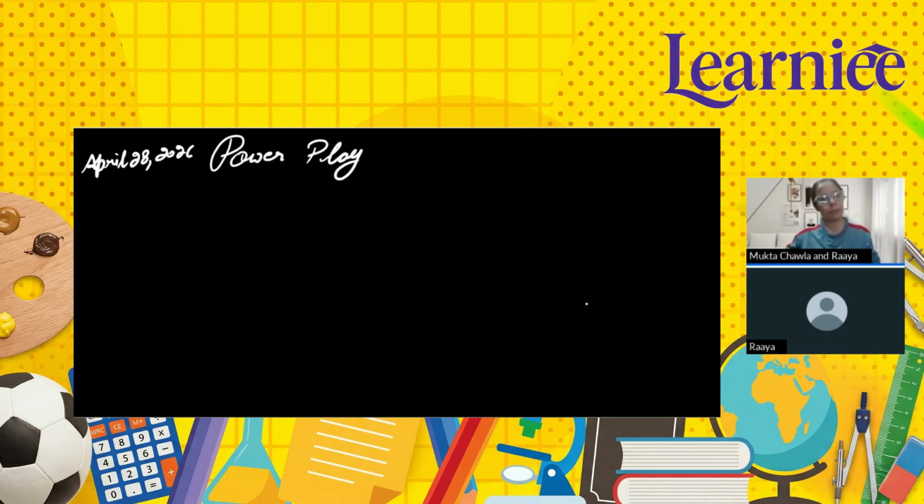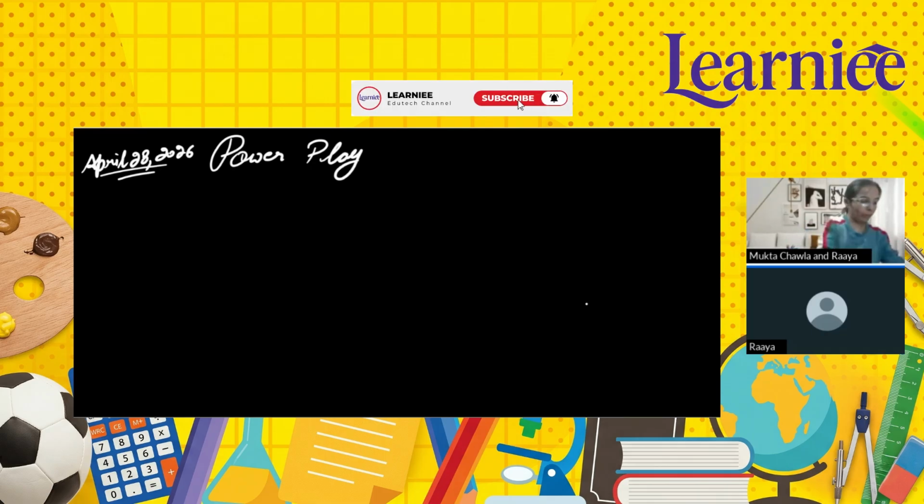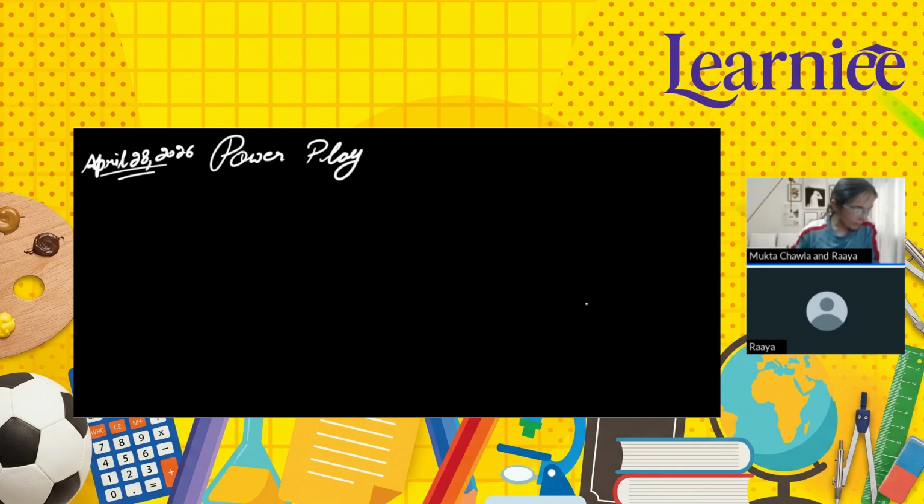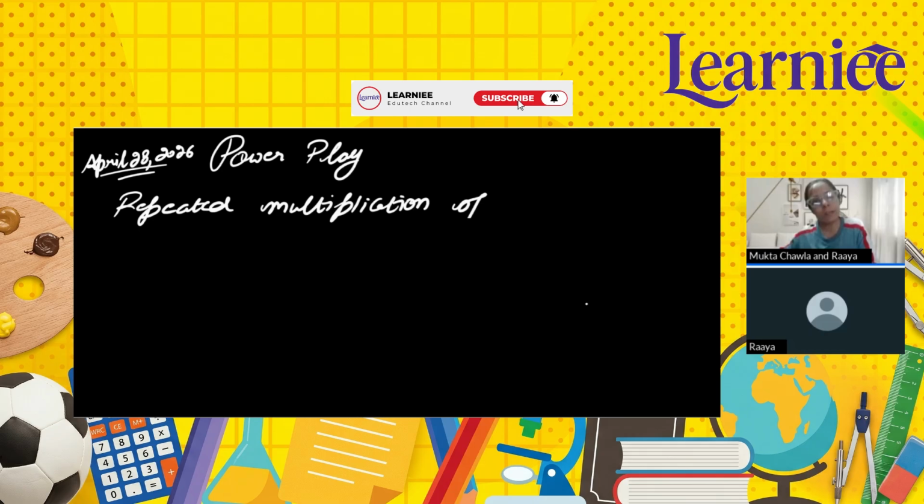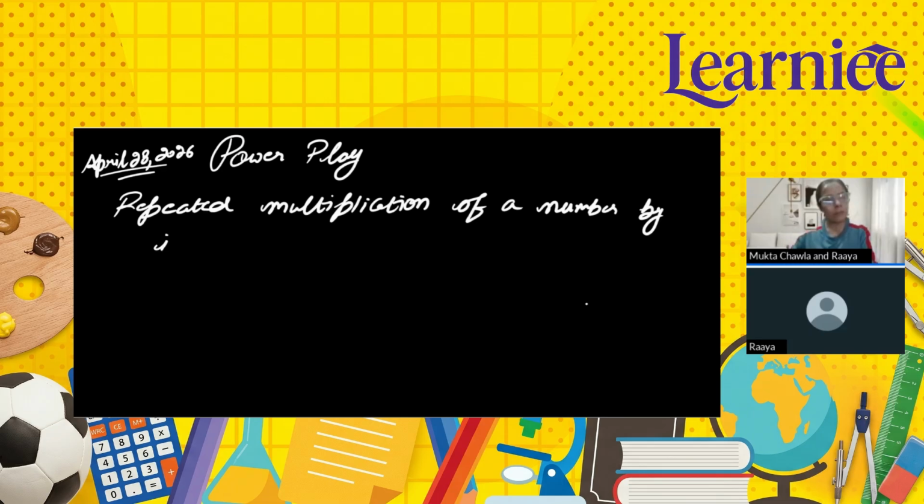Yes, what do you understand from power, please? So it's basically the number of times the number is repeated. Yes. It is given in your book: repeated multiplication of a number by itself, right? Power, repeated multiplication of a number by itself. So how are we going to express it? See what expression you can use here for this thing.